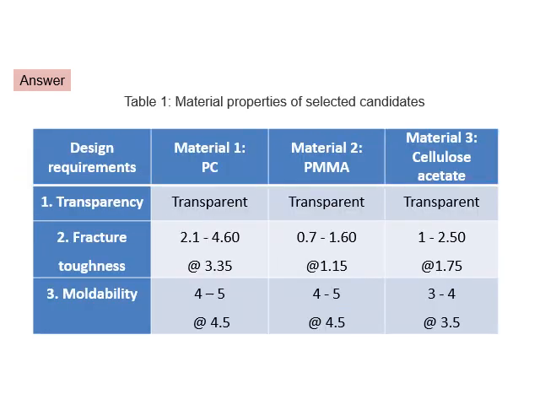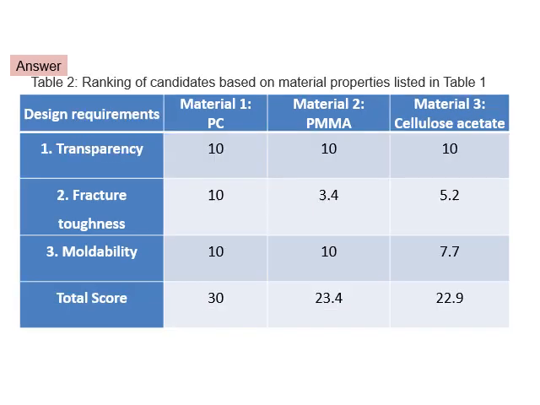So, as per table 1, which is the material properties of selected materials, in terms of transparency you just list out these 3 materials: polycarbonate, PMMA, and cellulose acetate. Then you can compare these 3 materials in terms of fracture toughness and also moldability. Also, you can rate them, by the way. To rank these 3 materials, you can rank them based on the properties listed in table 1, which are transparency, fracture toughness and moldability. And then you can sum up all the points given, or the rating given.